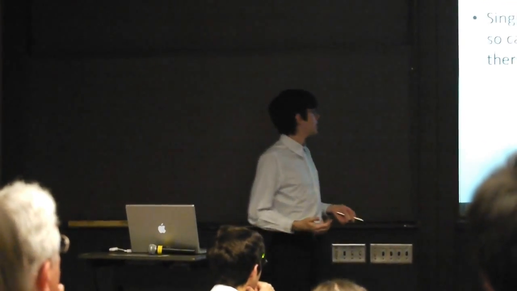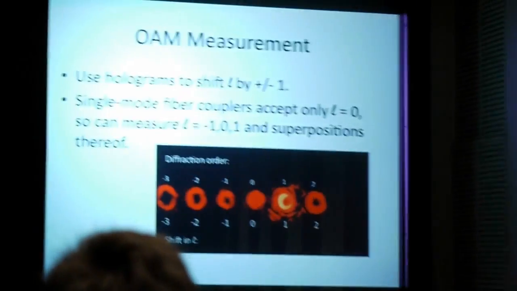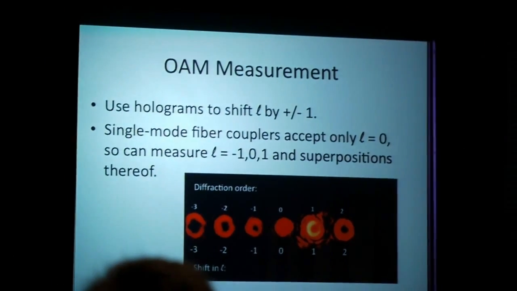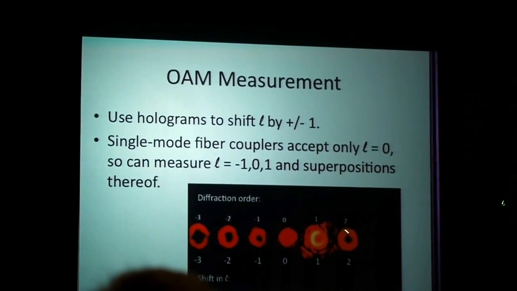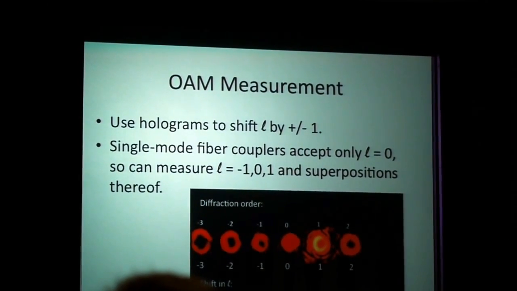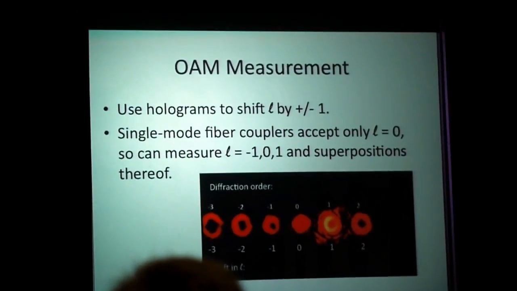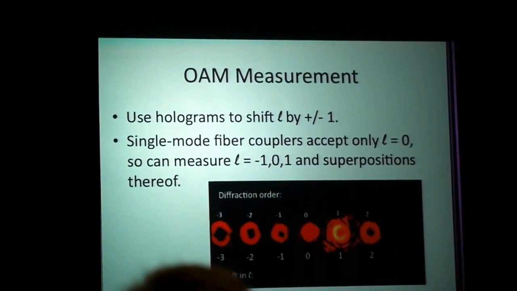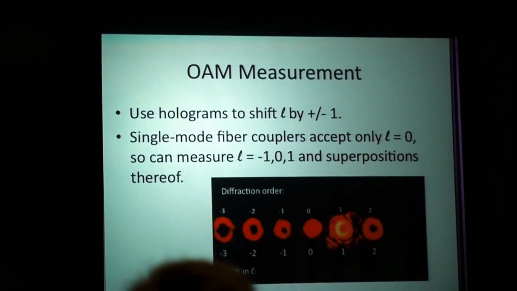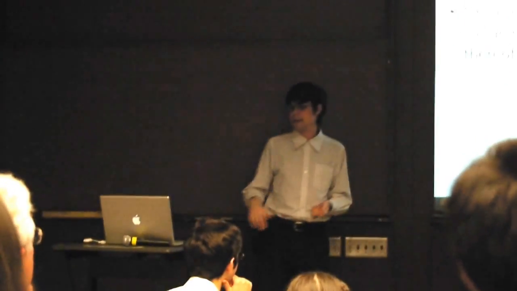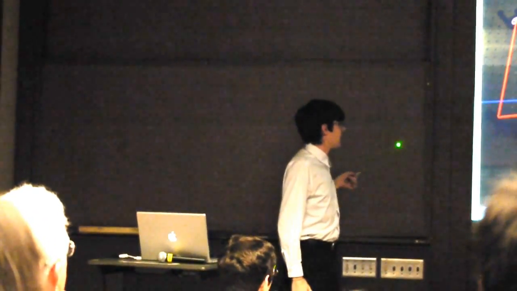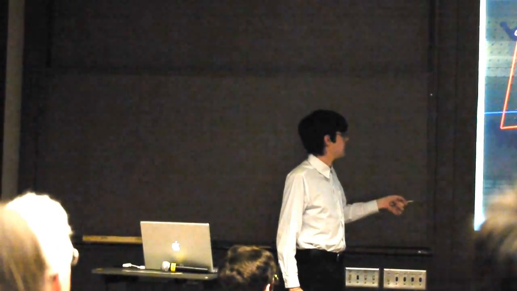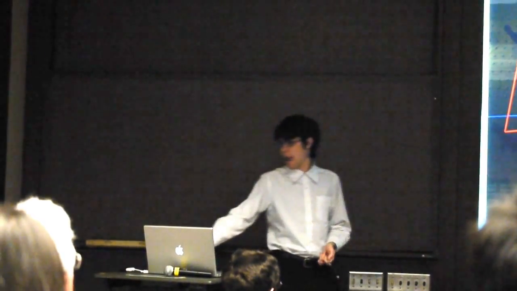And so we measure the OAM by using holograms that shift the OAM by plus or minus 1. So here you put in an L equals 0 beam, and most of it gets sent to the first order of the blazed hologram, so it turns into L equals 1. And essentially you combine that with single mode fiber couplers that measure only L equals 0. And so in that combination, you can measure any of L equals -1, 0, 1. So that gives us 3 states to measure. And this is the setup. So it used to go straight this way when we're measuring polarization, but now we deviate it to put it into these single mode fiber couplers.